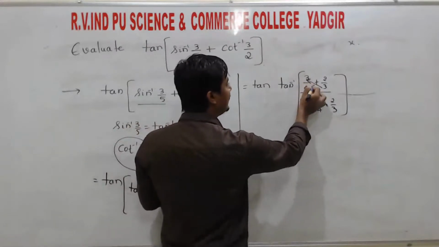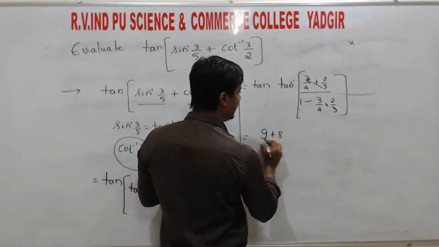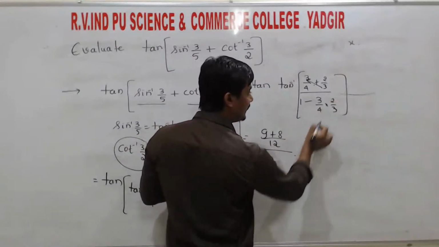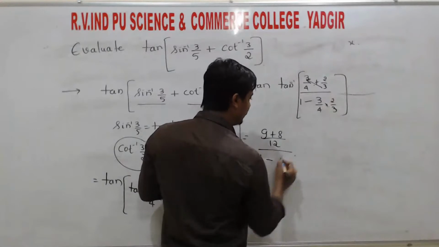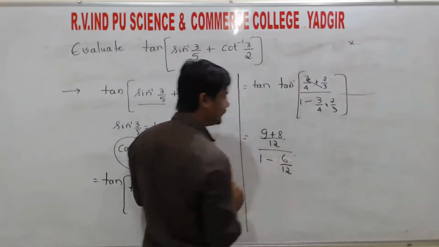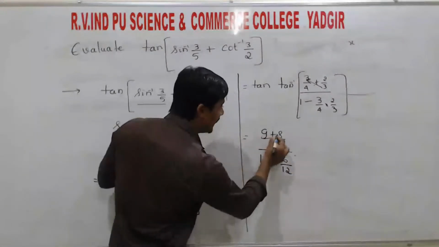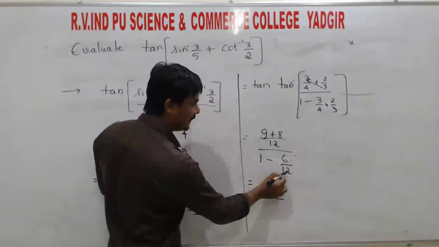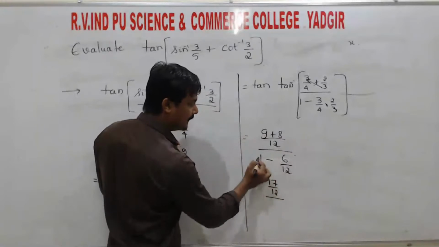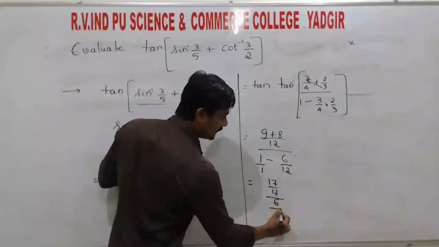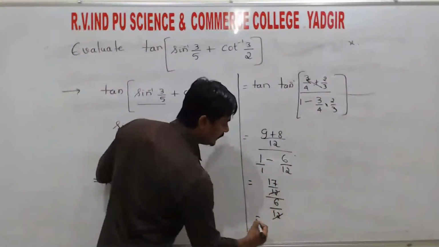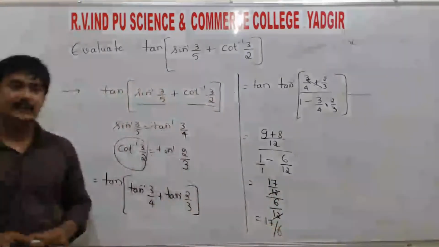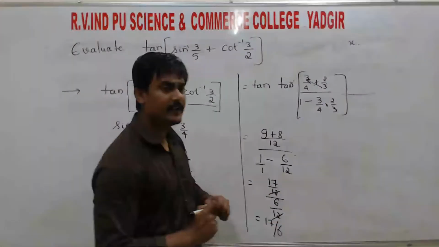So take the LCM here. 3 threes are 9, 4 twos are 8, divided by LCM 12. Then 4 divided by 1 minus the product of these two. Don't cancel out any terms here. 3 twos are 6, divided by 12. So 9 plus 8 is 17 by 12. When you take LCM here, 12 into 1 is 12, minus 6 is 6 by 12. 12 and 12 cancel out. Finally, we get the answer as, students, 17 upon 6.